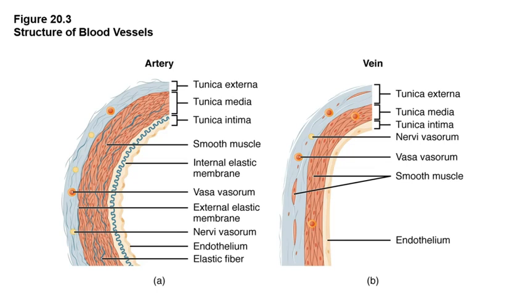The tunica externa is the same for both the arteries and the veins, while the tunica media is much thinner in the veins and lacks the external elastic membrane. The tunica intima is the same between the arteries and veins, except that in the arteries there is an internal elastic membrane, while the veins do not possess an internal elastic membrane.